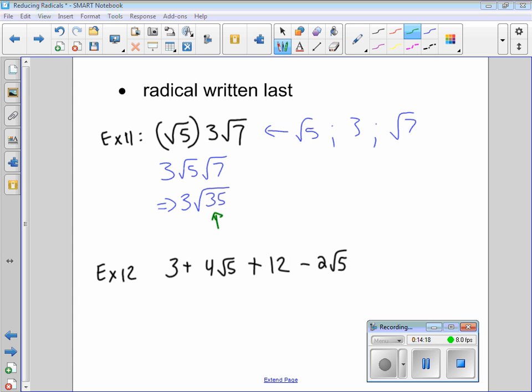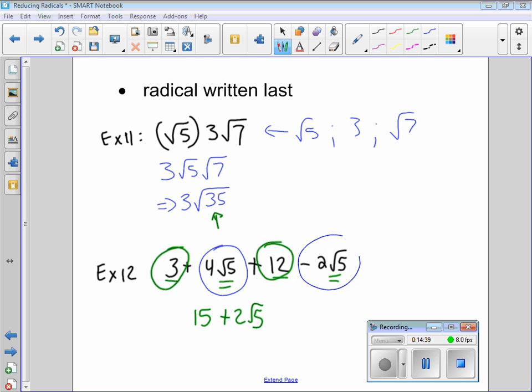All right, let's look at example number 12. Feel free to put me on pause and see if you can put those things together and simplify it. All right, so I have 15 plus 2 square roots of 5, right? Easy enough, the 3 and the 12 go together to give me 15. And then the 4 square roots of 5 minus 2 square roots of 5, those square roots of 5 being similar, I can put those things together and I get 2 square roots of 5.